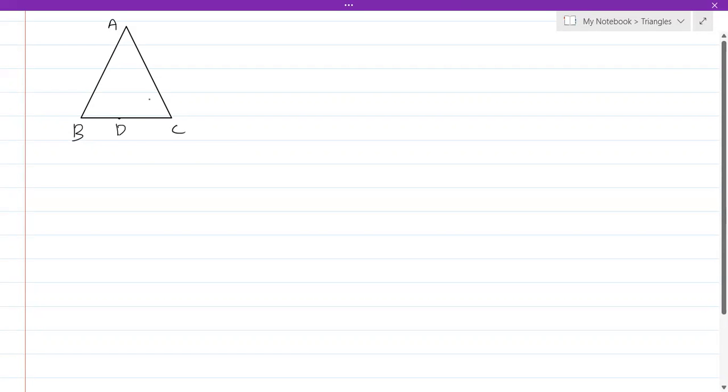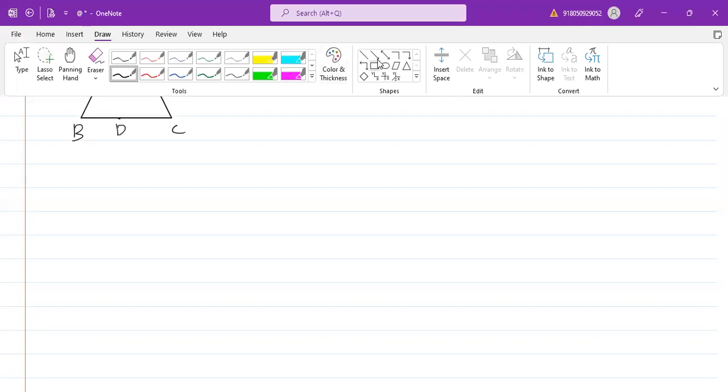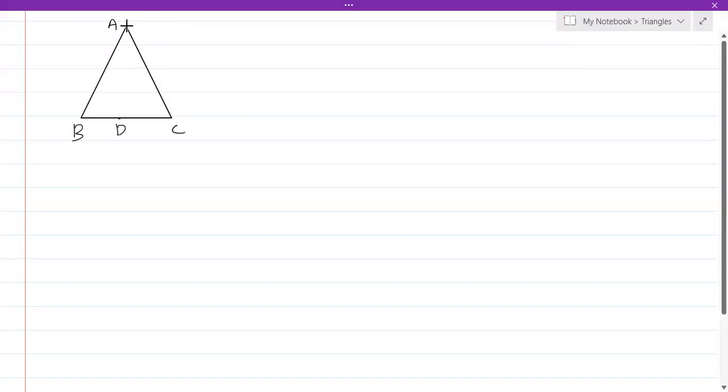Then such that angle ADC. So we need ADC. Let's join A and D because we need angle ADC, isn't it? So let's join A and D. Okay. So this angle ADC here, this angle ADC is equal to this angle BAC, this complete angle. Okay. So this is what it is given. And we have to prove that CA square is equal to CB into CD.